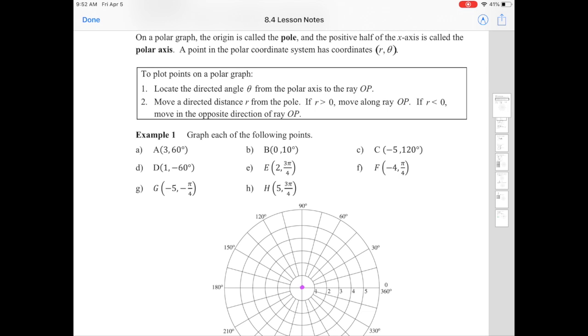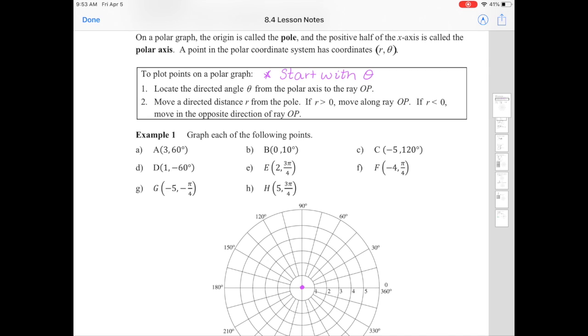So ideally, when we start graphing, we want to start with theta. Typically, when we graph, we start with the first coordinate and then move to the second coordinate. But when we're graphing with polar coordinates, we want to start with theta.